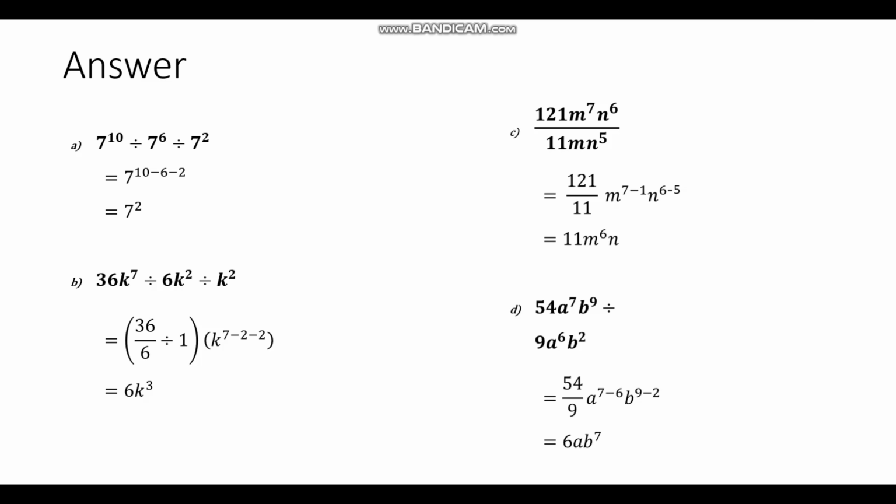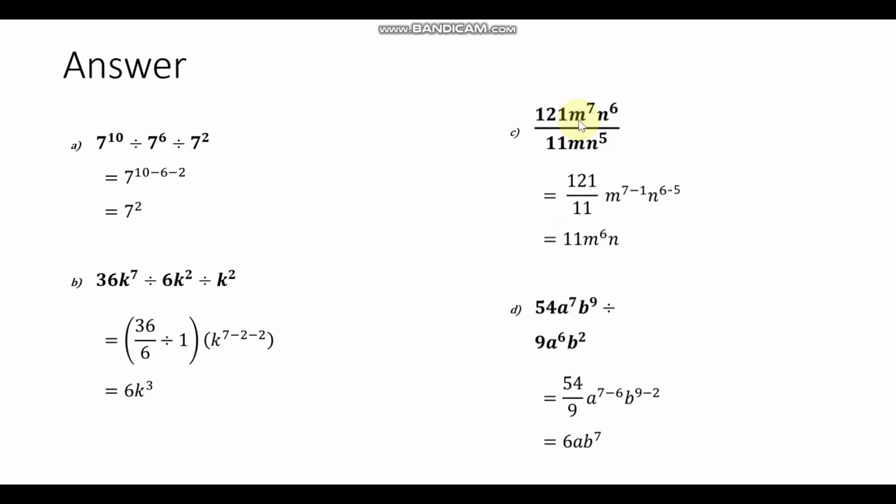The third question, it's already in the fraction form, so we don't have to change it, we just calculate it straight away. We have to separate the number and the terms like this. For the number, we write it into the fraction form. For the terms, we write it beside here. For the numbers, 121 divided by 11, we have 11.